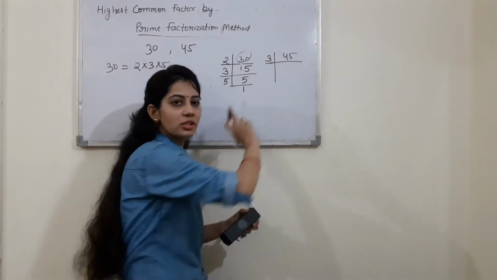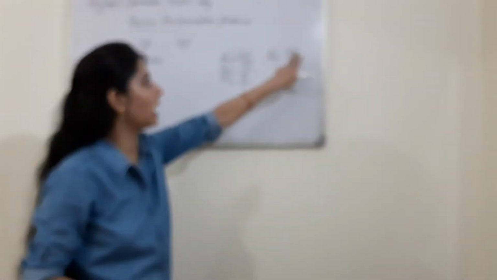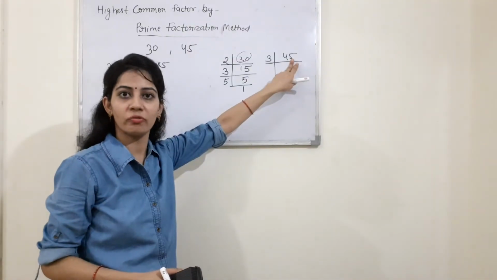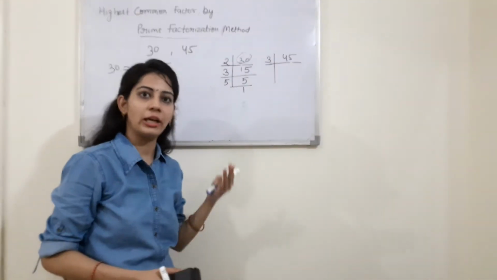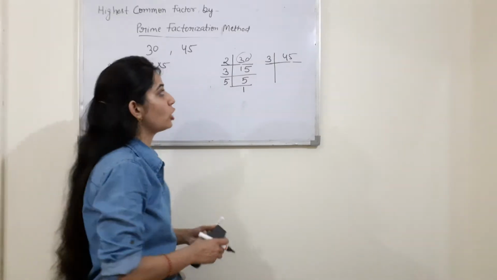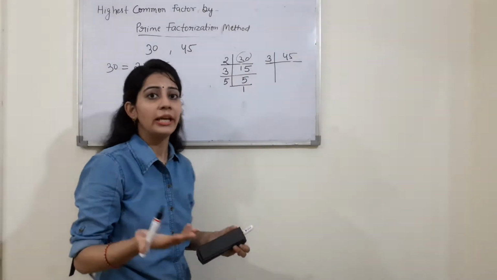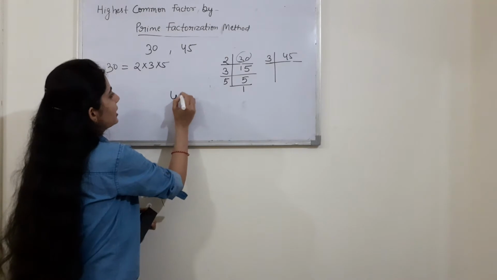3. It is not divisible by 2 because we don't have 0 or any even number on the ones place. So now check for another prime number, that is 3. Now the divisibility rule of 3 says that, suppose the number is 45.